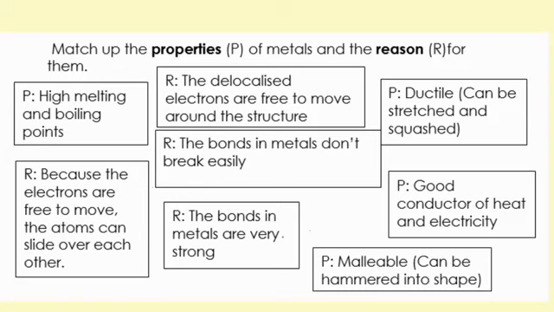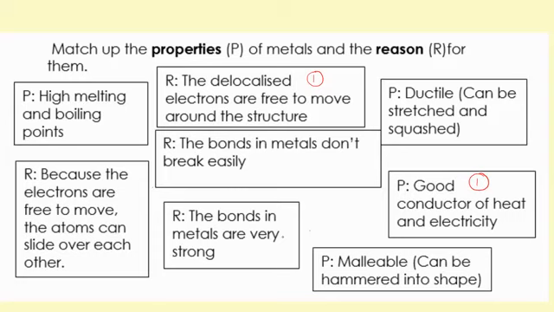Right, so let's go with good conductor of heat or electricity. Let's call this number 1. So the good conductor of heat or electricity is because the delocalized electrons are free to move around the structure. Okay, so the delocalized electrons, because they can move, you've got mobile charged particles, so it can conduct electricity, and also they can carry the thermal energy as well.